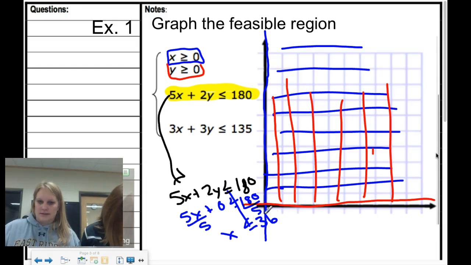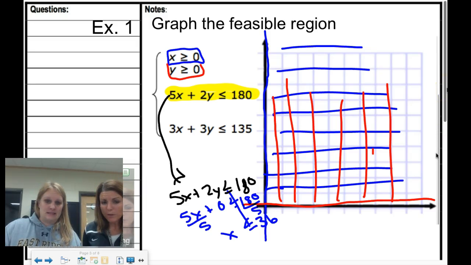Does that sound right for the math? Yes. So, can we go by tens? Yeah, but let's plot our point. What's our point going to be? What's our x-intercept? It's going to be 36, comma 0, right? Yes. So let's write that. 36, comma 0. That is our x-intercept.